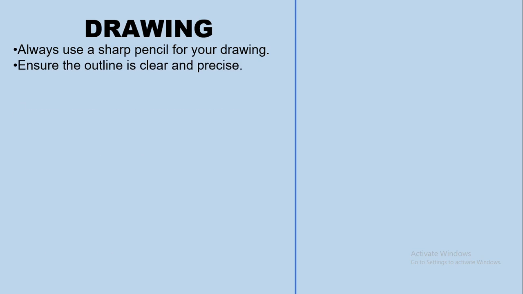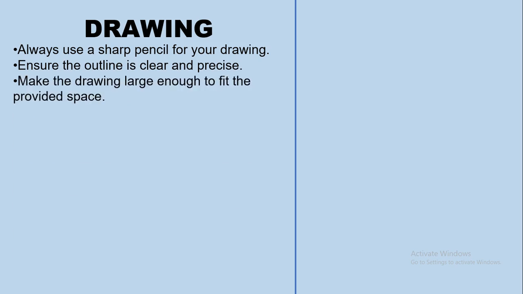So let's look at drawing. Let's start with drawing. Let's look at the rules involved in drawing. The first is that the pencil we need to use must be well sharpened, must be pointing. We need to be sure that any outline of our diagram should be clear enough and also very precise. No shading is allowed, and the size of the diagram must be big enough to cover every part of the space provided.